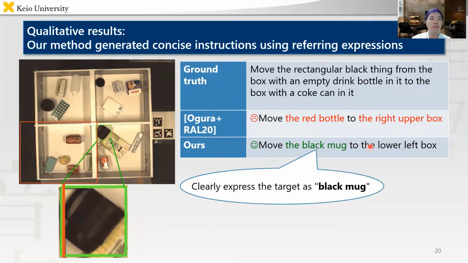Also, in this example, the target object is the black mark at the bottom right. And this is expressed like this in the ground truth sentence. And the red arrow in the baseline. On the other hand, in ours, the target object is referred to as the black mark, which is a concise and accurate expression compared to other expressions. In the next slide, I will show you the result of the subject experiment.